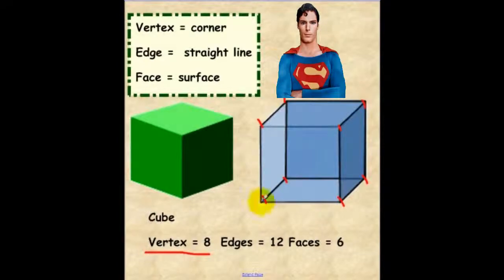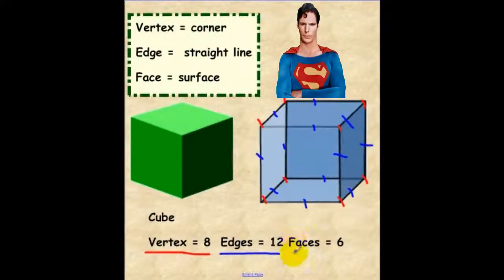Let's look at the edges, and we should have 12 of those in blue. So we have 1, 2, 3, 4, 5, 6, 7, 8, 9, 10, 11, and 12. Those are pretty hard to see, huh?